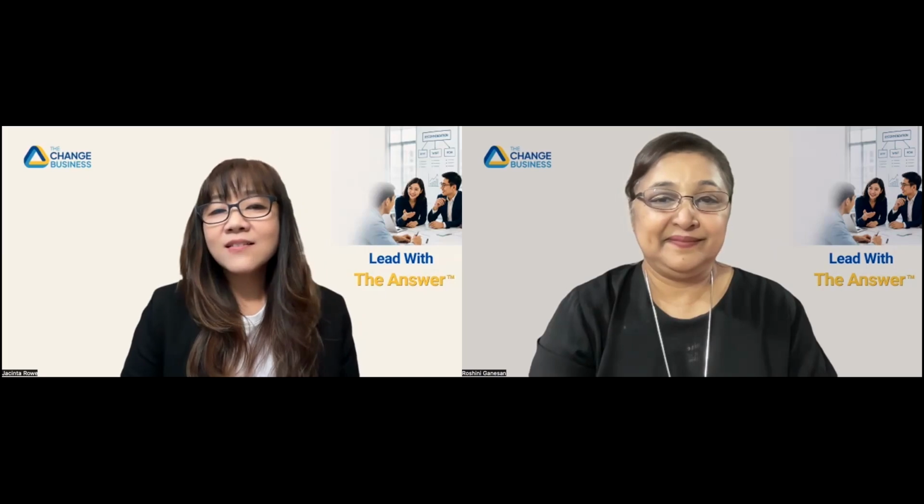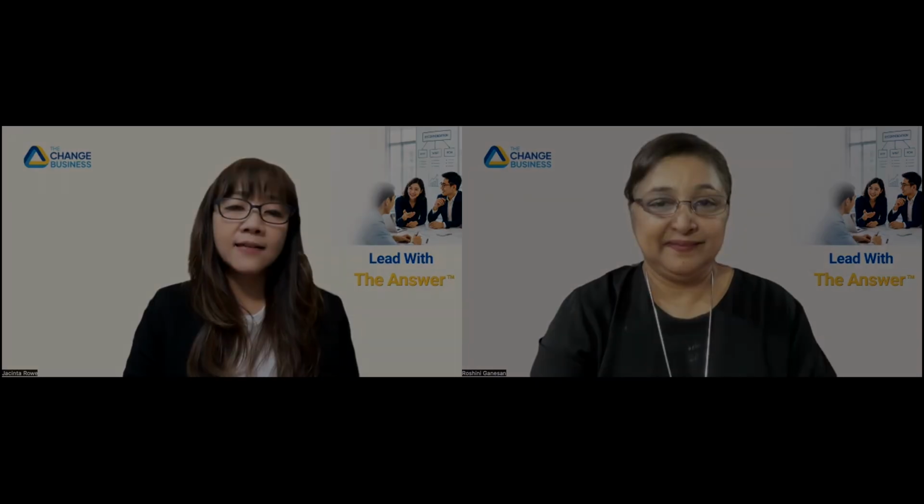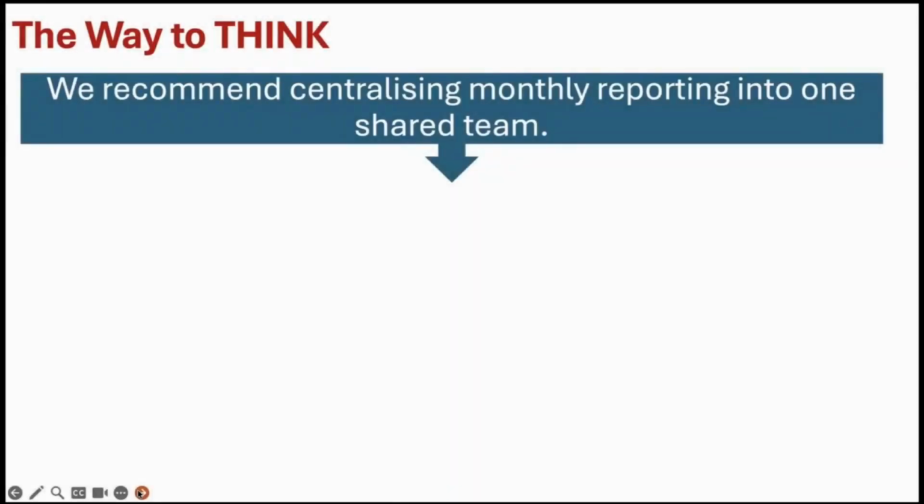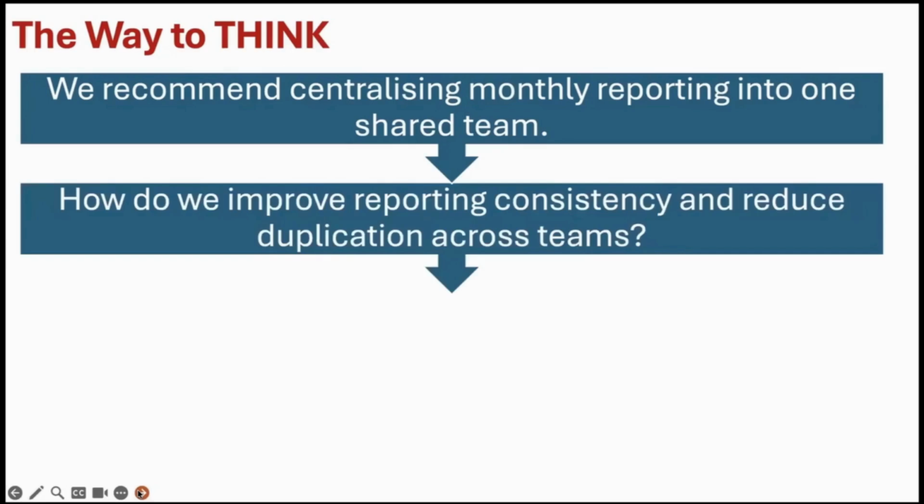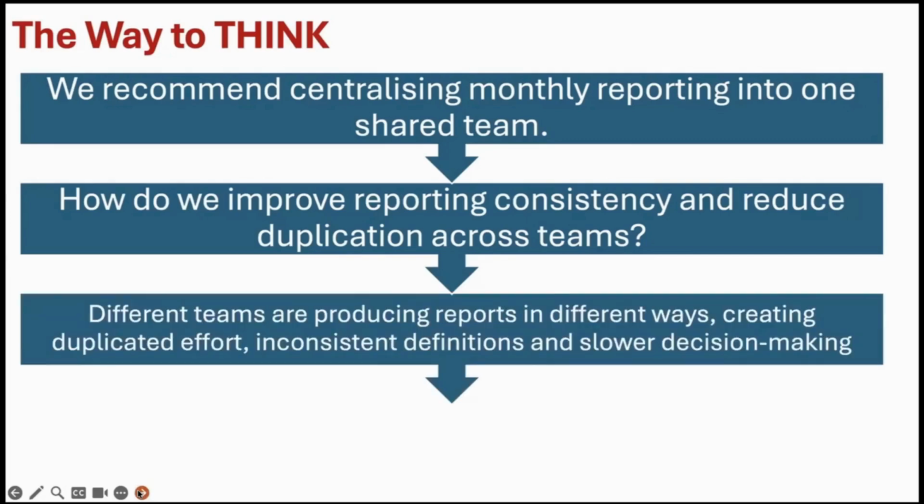And imagine that, say, the recommendation has already been decided, and it's something about centralizing monthly reporting into one shared team. One step back, let's think, what question does that answer? Maybe it could be, how do we improve reporting consistency and reduce duplication across teams? And another step back, we think about the challenge that created this question. Maybe it's that different teams are producing reports in different ways and creating duplicated effort, inconsistent definitions, and slower decision making.